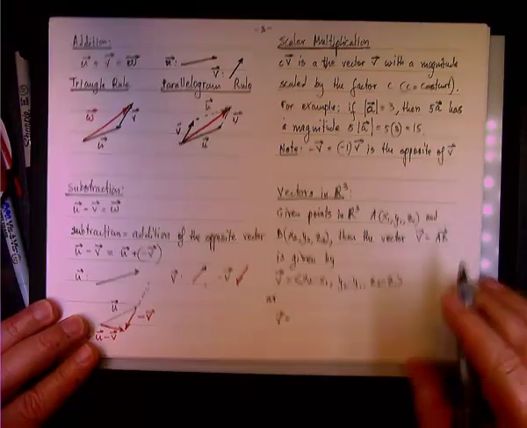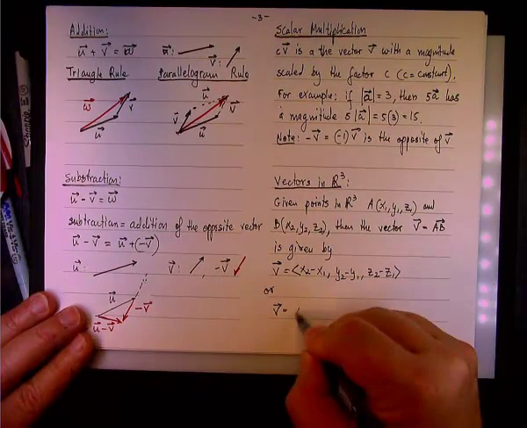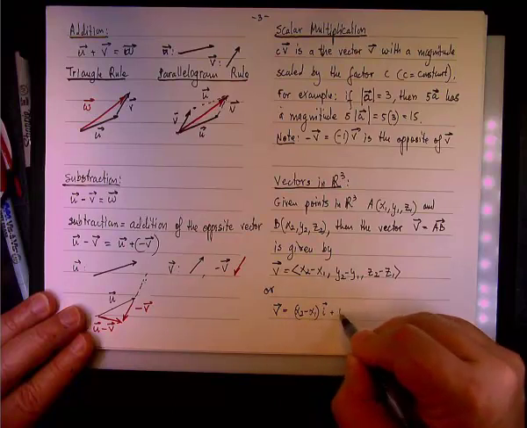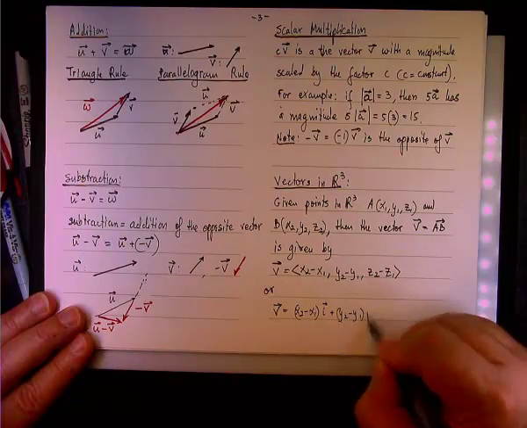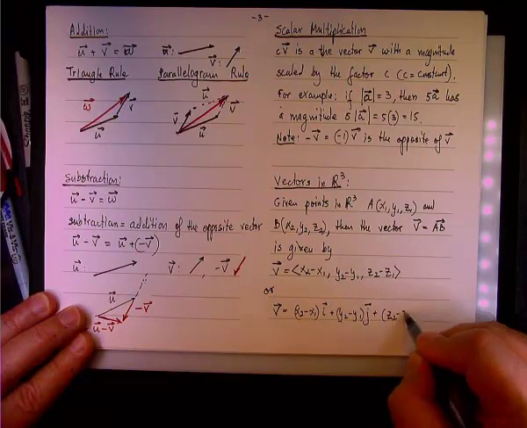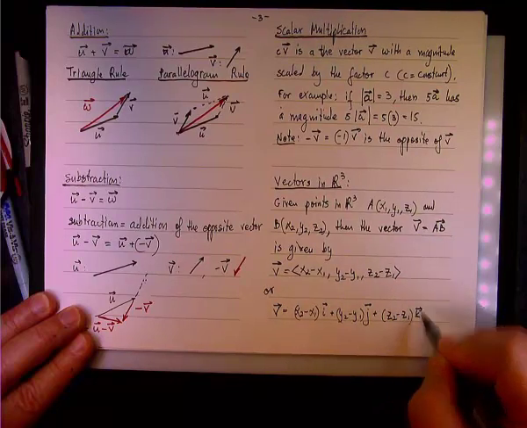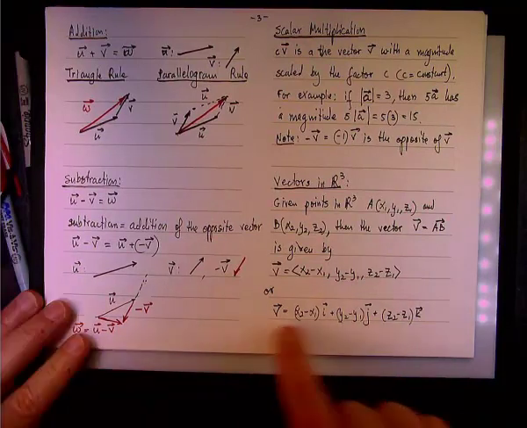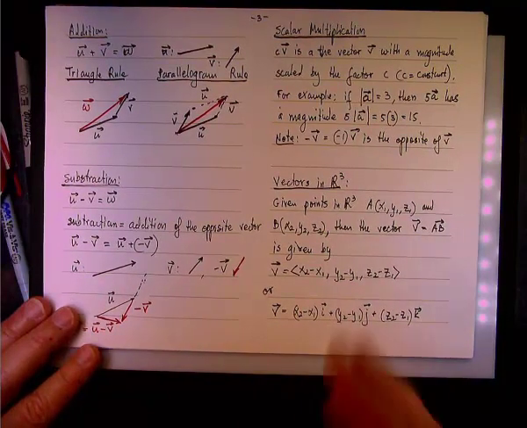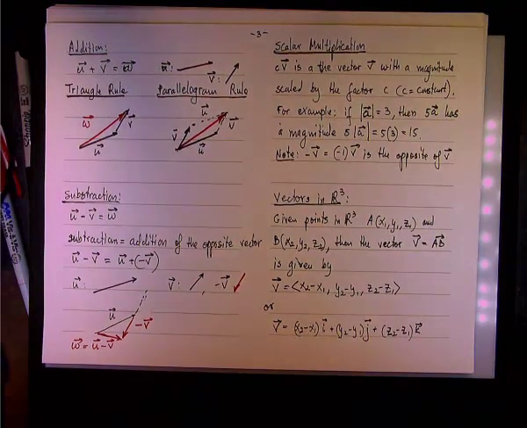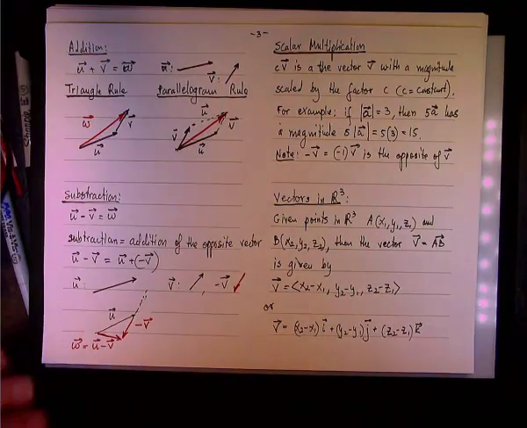Okay? We can write it in this notation, or if we write it in IJK notation, we can write it as x2 minus x1 in parentheses times i plus y2 minus y1 times j plus z2 minus z1 times k. The convenience of this second notation is that you write it as an algebraic sum, because you add vectors in 3 different directions, all right? And that gives you the vector itself.